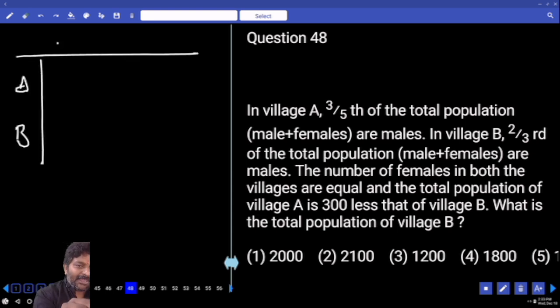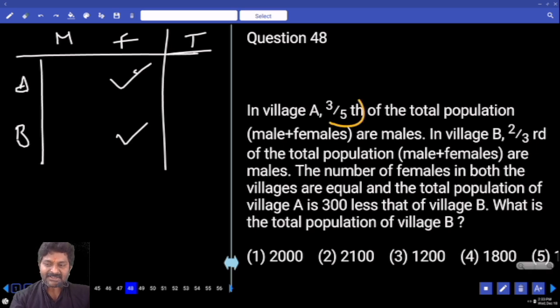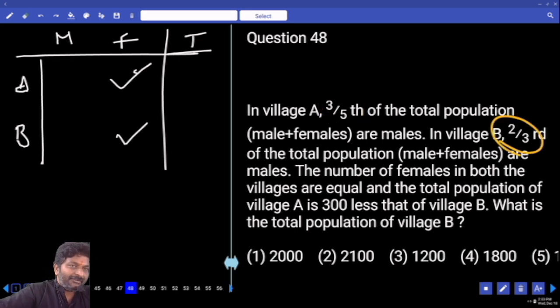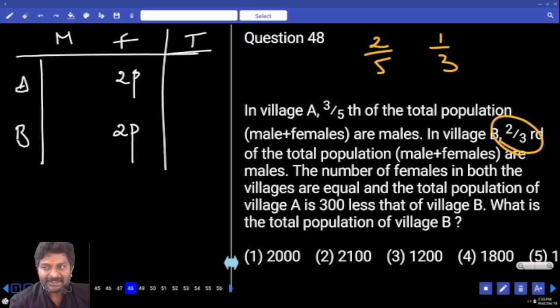A, B, we have male, female and total. Here, the number of females in village A and village B are both equal. That is the major condition. Correct? Let's discuss in fractional form. In A, 3/5 are male, so females are 2/5. In B, 2/3 are male, so females are 1/3. So, I'll start by taking female as 2 parts each. 2/5 I have, 1/3 I have. Correct?